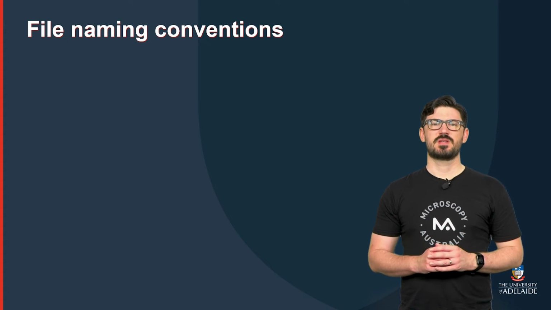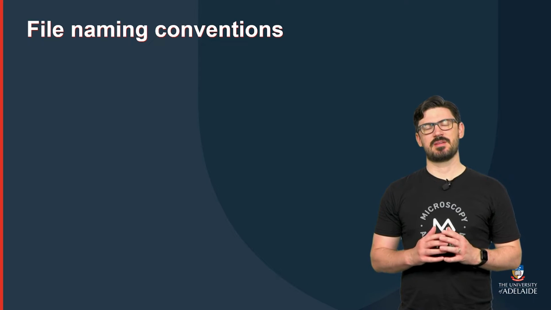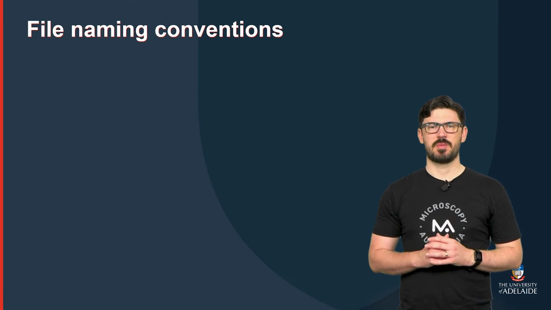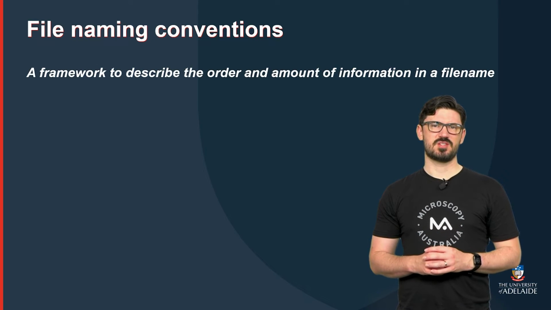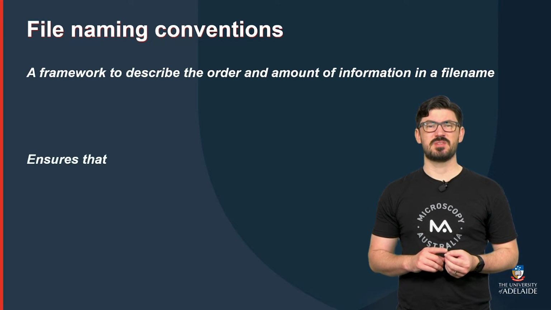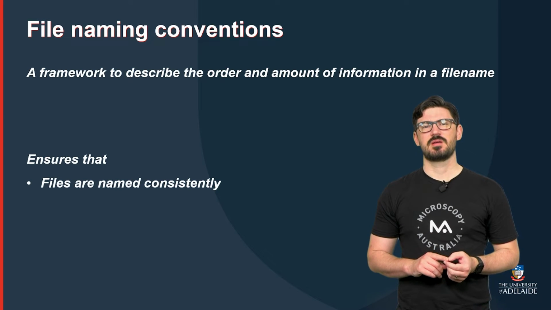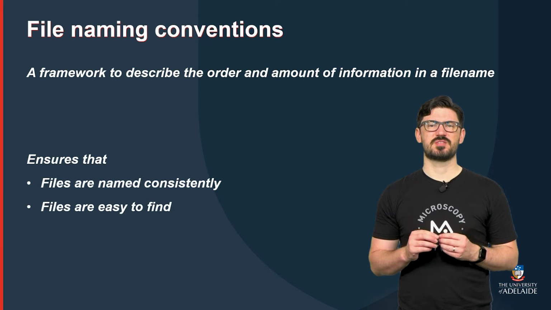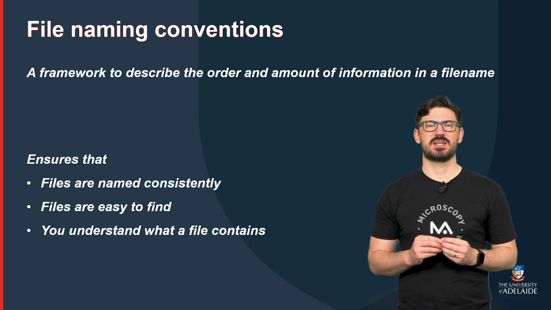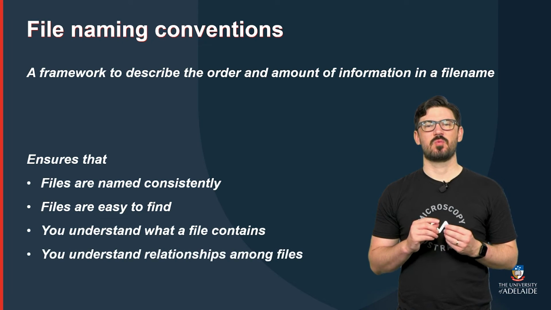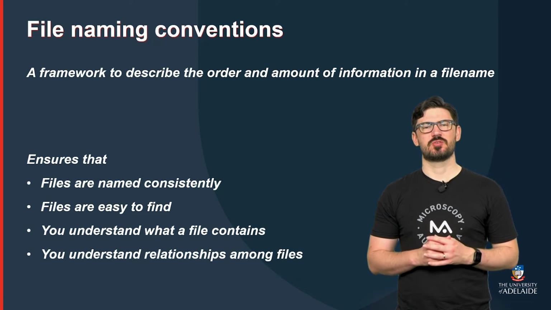So a file naming convention provides a framework for naming our digital data, in our case, our microscopy images. And it is this framework which describes the order and the amount of information we include in the file name. By using a convention, we ensure not only that our image data is named consistently, but that the information we include in a file name will be enough such that the files are easy to find, that you and others easily understand what a file contains, and you understand how one file is related to others in your dataset.